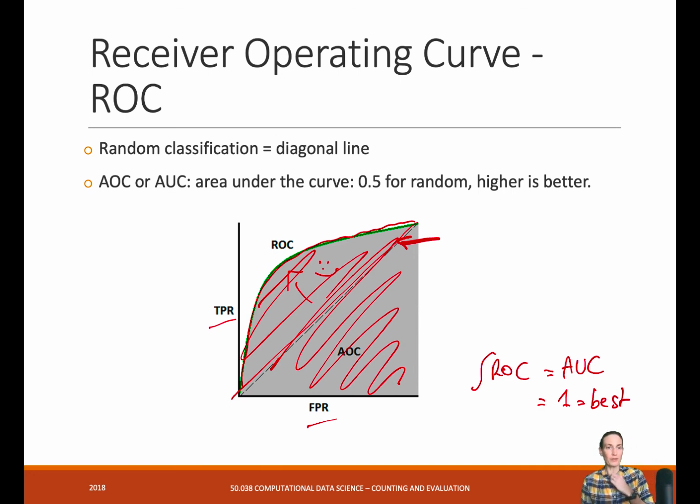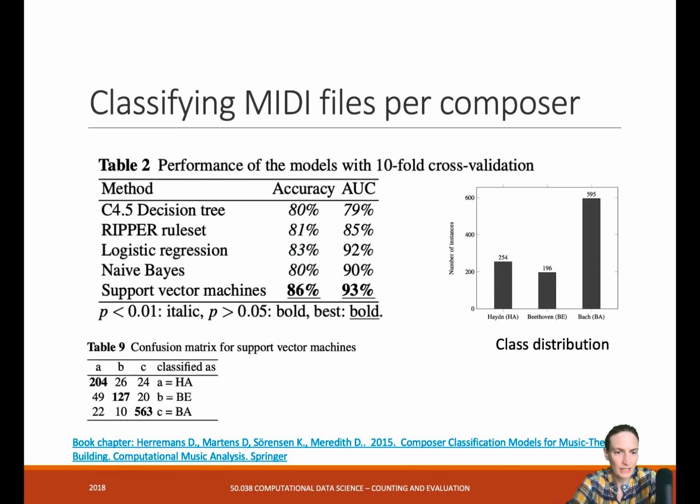All right, here's an example. This is some research I did a while ago already, and it is classifying MIDI files per composer. So our classes here are Haydn, Beethoven, and Bach, and we have a quite small dataset. I first checked my class distribution. Bach, I had way more entries. Haydn and Beethoven a little bit less, so that's a nice graph to show. Then you see here I displayed the accuracy as well as the area under the AUC curve for a number of classifiers, all of which we saw in class, support vector machines having the best performance.